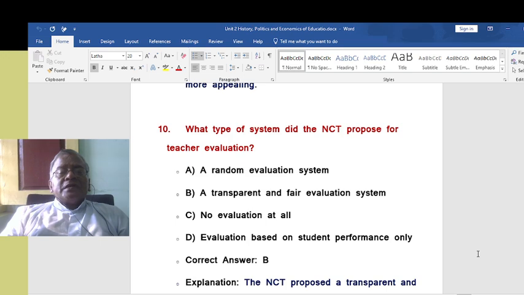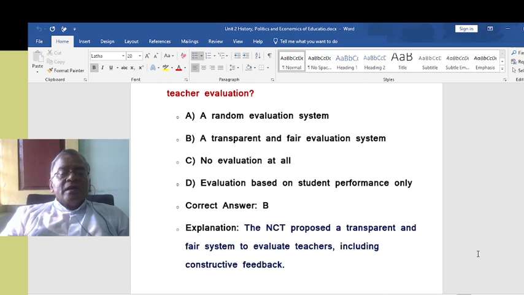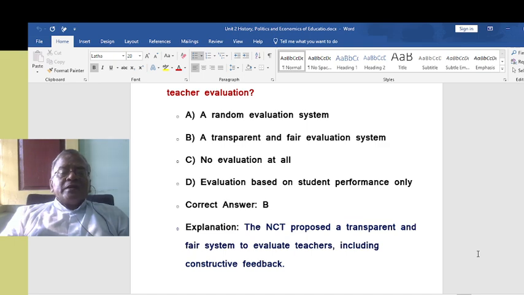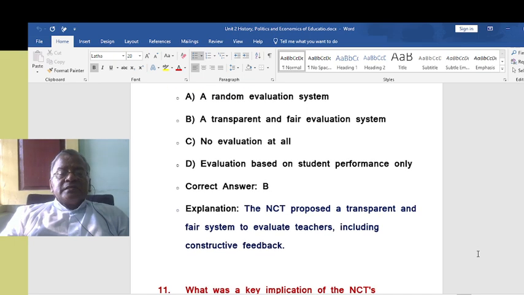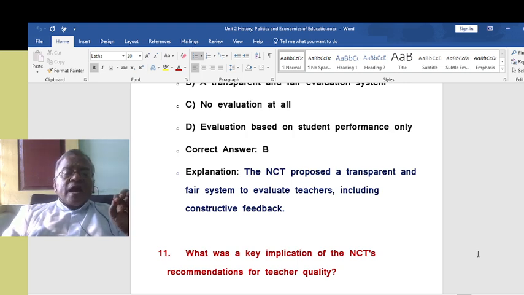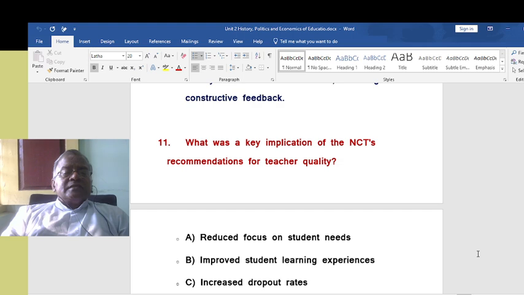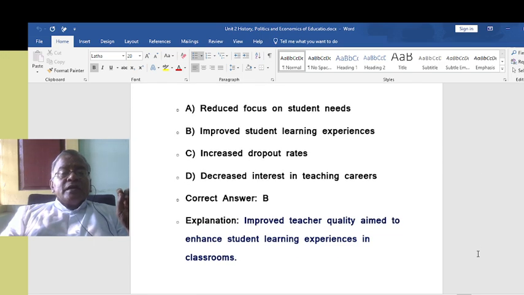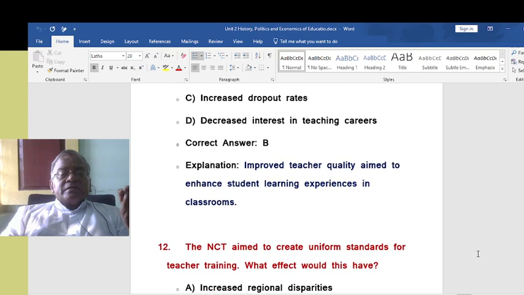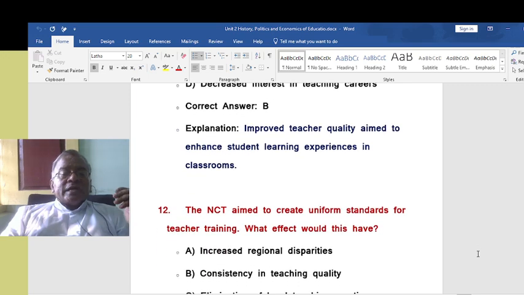What type of system did the NCT propose for teacher evaluation? That is, a transparent and fair evaluation system. The NCT proposed a transparent and fair system to evaluate teachers to include constructive feedback. What was a key implication of the NCT's recommendation for teacher quality? That is, improved student learning experiences. Improved teacher quality aimed to enhance student learning experience in classrooms.